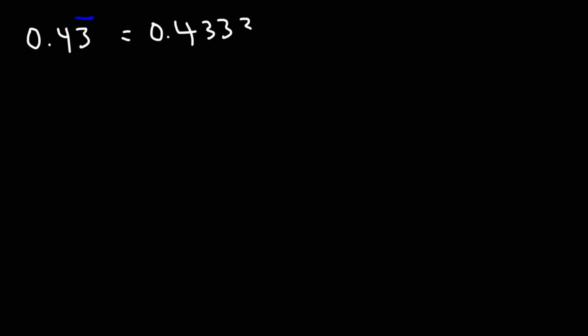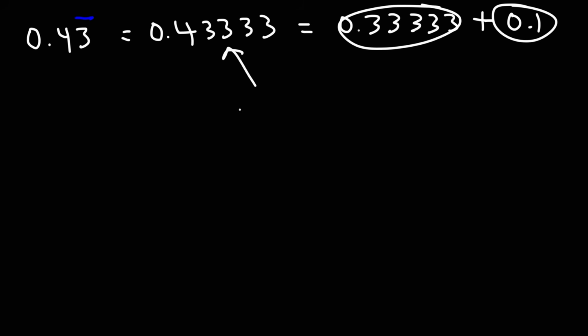Let's add a few 3's. So this is going to be 0.33333 plus another number. This is the repeating part. What is the other number? The other number has to be 0.1. 0.3 repeating plus 0.1 is going to be 0.4 with 3 repeating. And if you add these two, you're going to get this number.